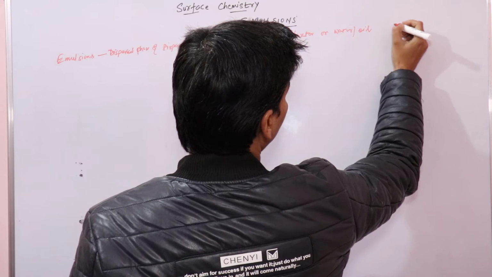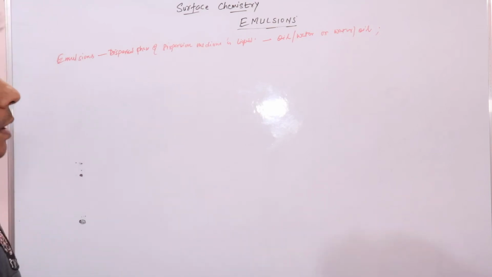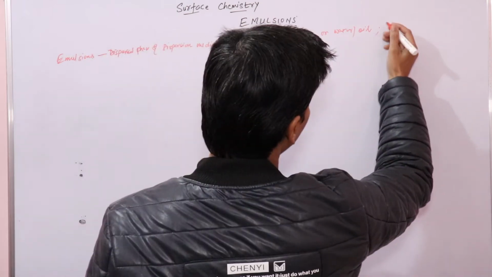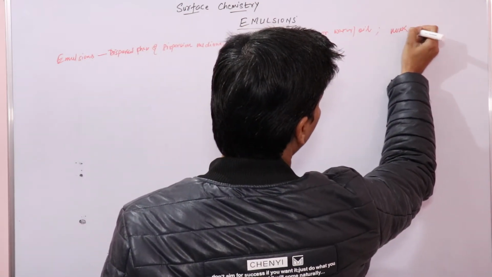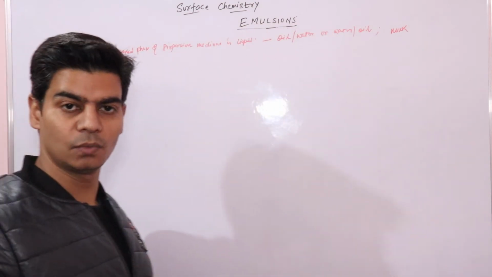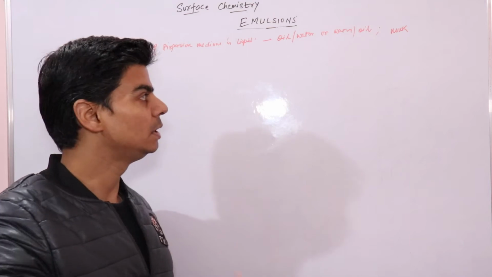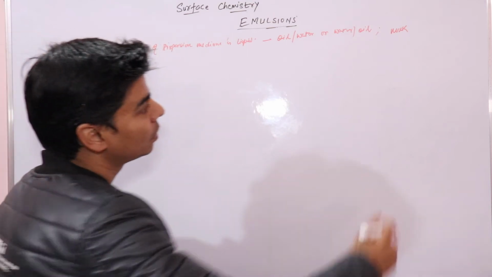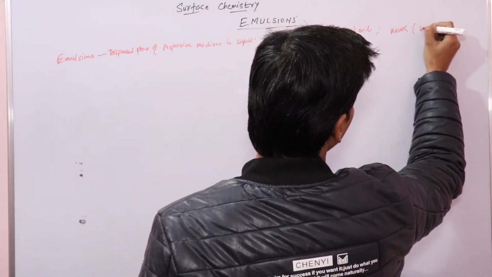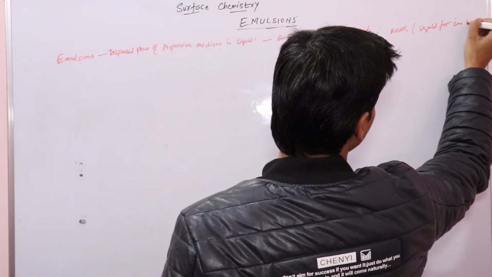We have studied previously also that milk is an emulsion, right? It's a colloidal solution of type emulsion. And why do we say milk is an emulsion? Because milk has liquid fat, which is dispersed in liquid water, right? So milk is your emulsion in which liquid fat is your dispersed phase. Liquid fat is dispersed in water.